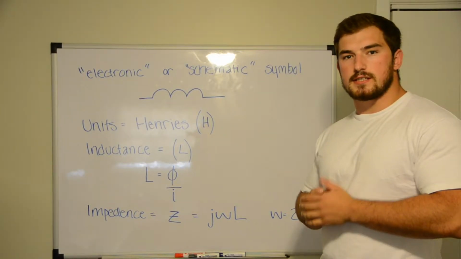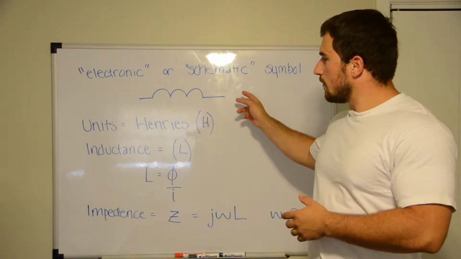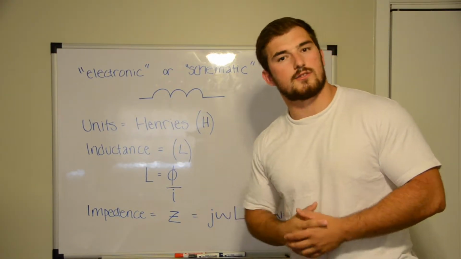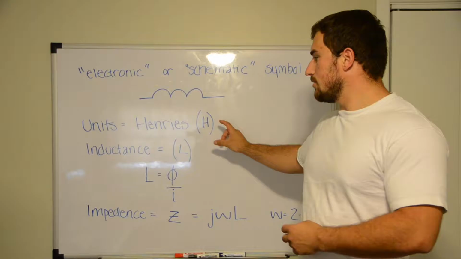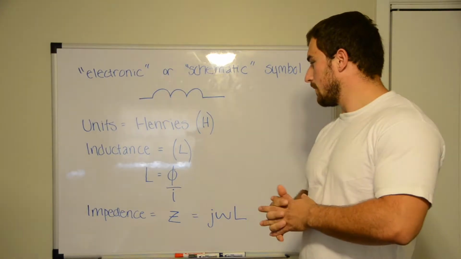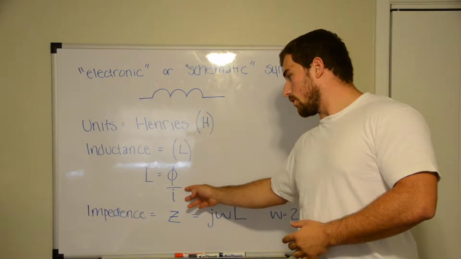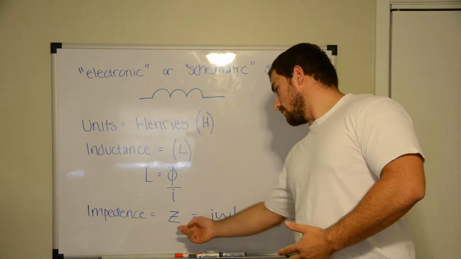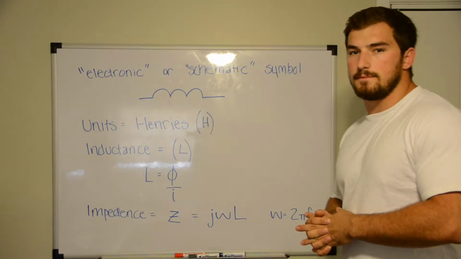So the electronic or schematic symbol, which is just a visual representation, is similar to the resistor, but it varies because it's just a line, humps, and a line to finish, which shows that it's two terminals. Its unit is henries, denoted by a capital H, and inductance is a capital L. Really, inductance is magnetic flux over current. And the impedance of the inductor is Z equals j omega L, with omega equals 2 pi times the frequency it's operating at.